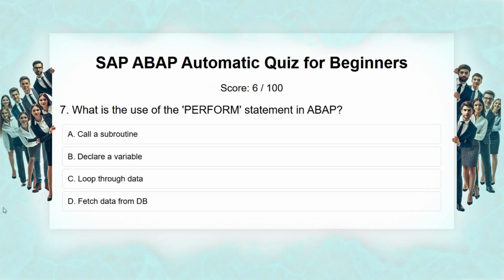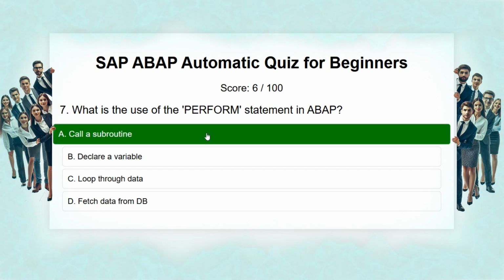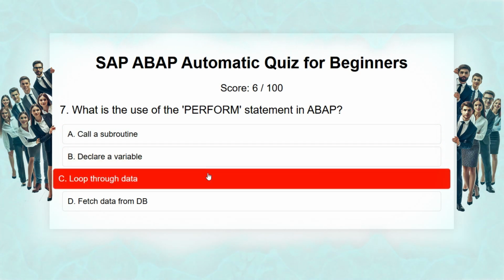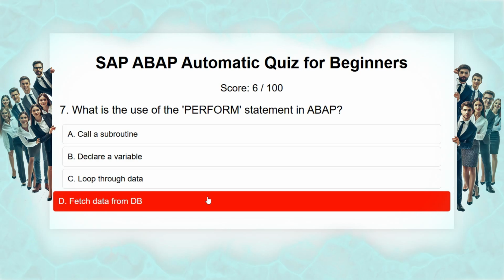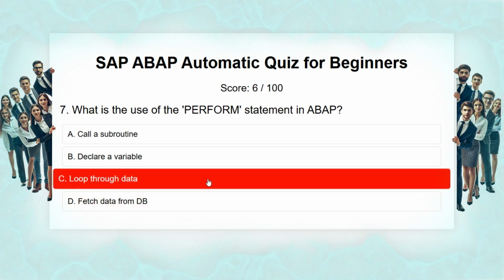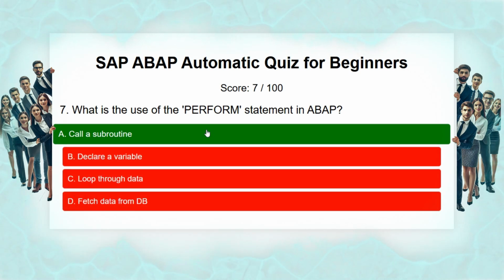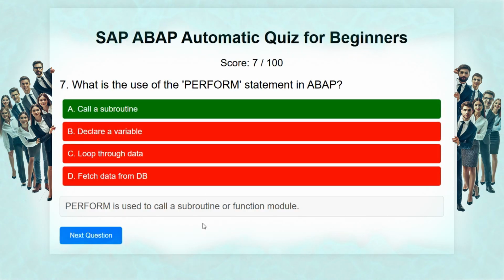7. What is the use of the perform statement in ABAP? A. Call a subroutine. B. Declare a variable. C. Loop through data. D. Fetch data from DB. Correct answer. Perform is used to call a subroutine or function module.